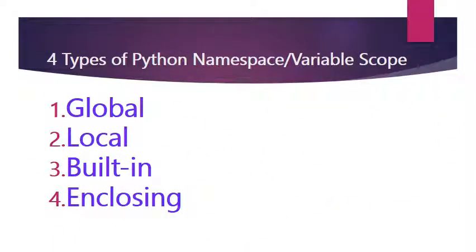There are 4 types of Python namespace. It can even be called variable scope. One is global, another one is local, then built-in and enclosing.